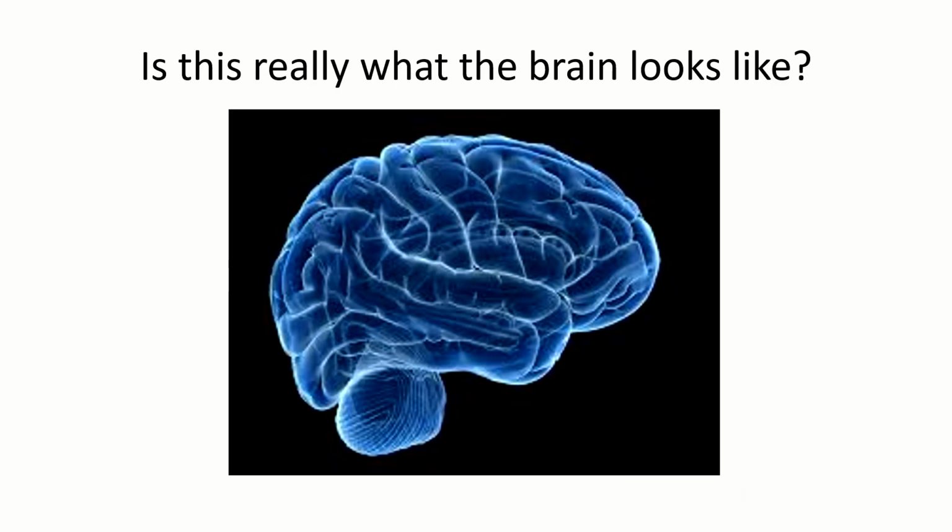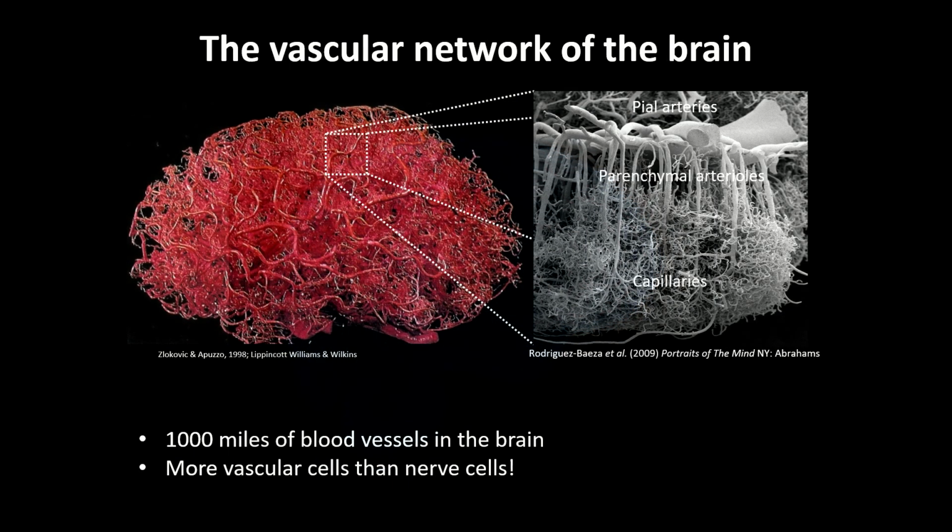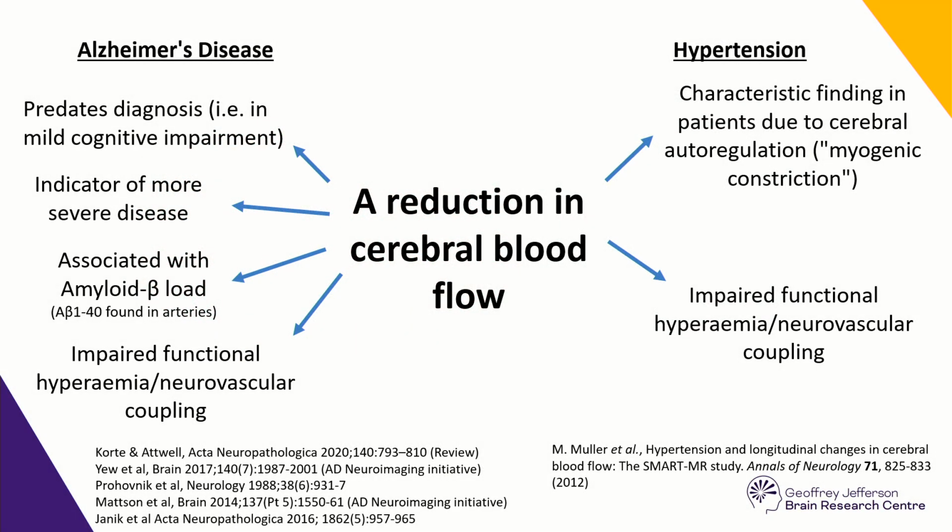So from our perspective in the lab, when we study arteries of the brain, we think that the brain looks like this. Each of you has more than 1,000 miles of blood vessels in your brain when you include the capillaries, and in fact you've got more vascular cells than nerve cells. And when you look at patients who present with memory loss, whether this is Alzheimer's or vascular, although what I'm going to tell you is that there's very little distinction between the two, you have a reduction in brain blood flow which precedes the diagnosis of dementia. An indicator of more severe disease and more amyloid, and you've got impaired neurovascular coupling with a reduction in brain blood flow.